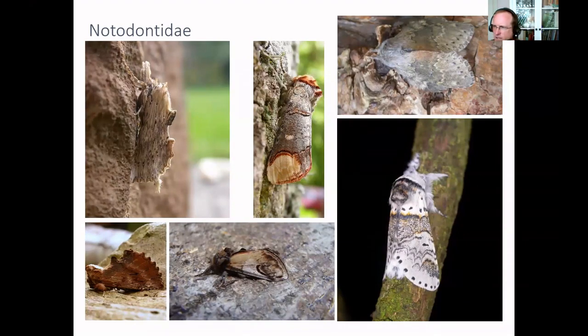The next family is the Notodontidae. These are the prominents, and most of these species you can just say, yes, that's that species, things like pebble prominent and buff tip and pale prominent. Once you've caught them a few times, you're not going to mistake them. If you ever light trap live and you see something like a pale prominent come to light, you'll think, what on earth is that, because it looks massive and really odd. But as soon as it sits and folds itself up, it's like, oh yeah, it's a pale prominent, I see, fair enough.